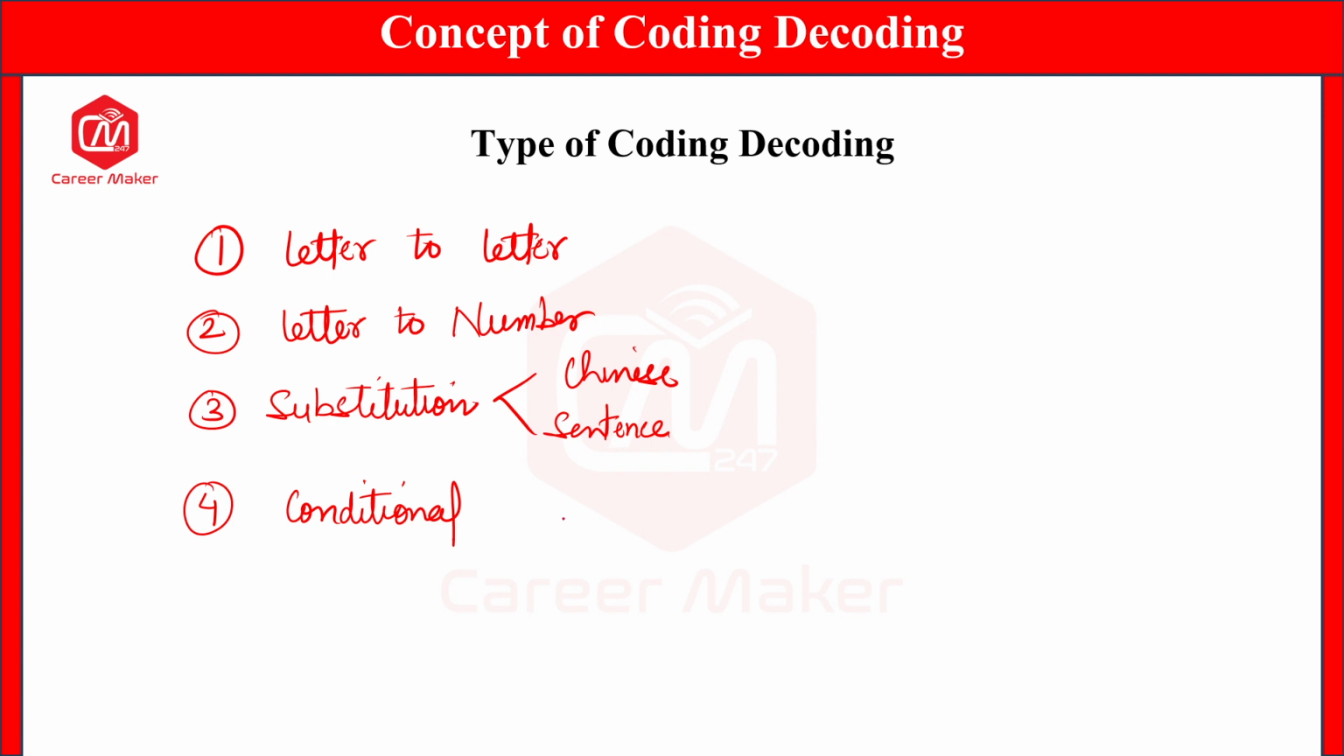Conditional coding is also very, very important, where certain letters with their codes, or numbers with their codes, are given to us, followed by certain conditions, and then a question is asked on it. So today I am covering these two and the basic concept of substitution, and then in the next part we will go into substitution in depth, followed by Chinese and sentence coding there.